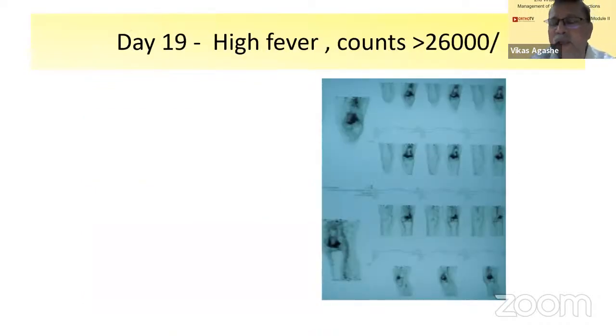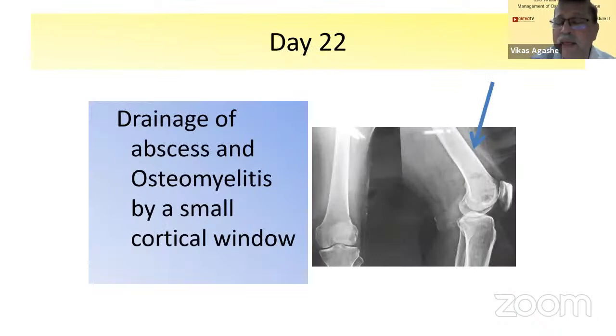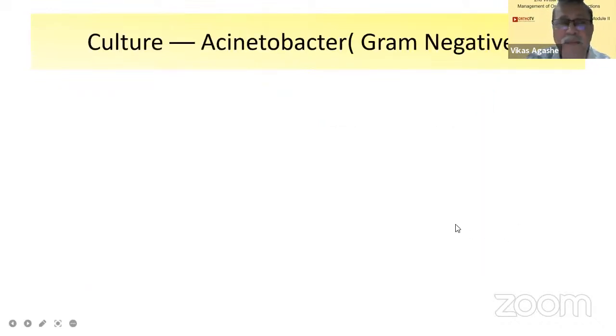So about 3 weeks down the line, he had very high counts, almost 26,000. He still had high fever. His PET was highly suggestive of osteomyelitis of femur. This is where we are on day 19. On day 22, that means 3 days after the PET, drainage of abscess and osteomyelitis was done with a small cortical window. Here you can see a very small cortical window that was made.